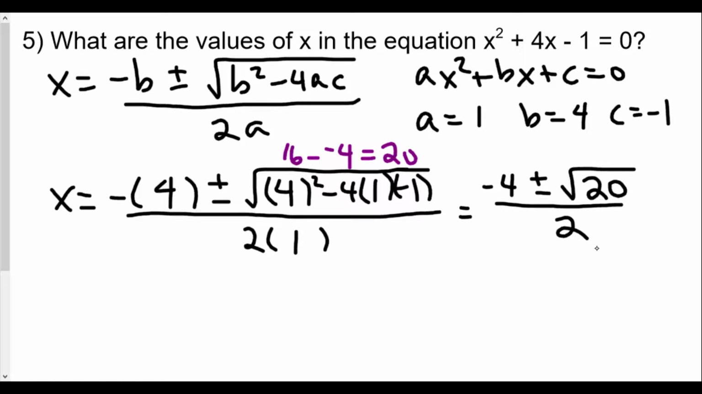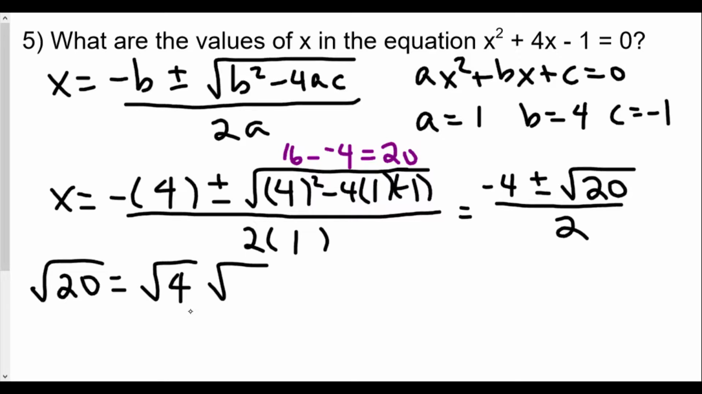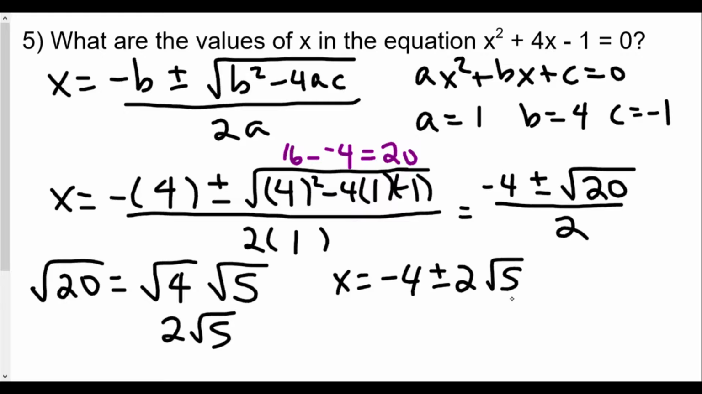So now we have to simplify the square root of 20. The square root of 20 can be written as a product of two square roots, where one of them is the biggest perfect square that divides into 20, and that would be 4. 4 times 5 is equal to 20. Therefore, the square root of 4 times the square root of 5 is the square root of 20. Now, the square root of 4 just becomes 2, so we have 2 times the square root of 5, and that's what we replace with our value here. So x is equal to -4 plus or minus 2 square root of 5, all over 2.